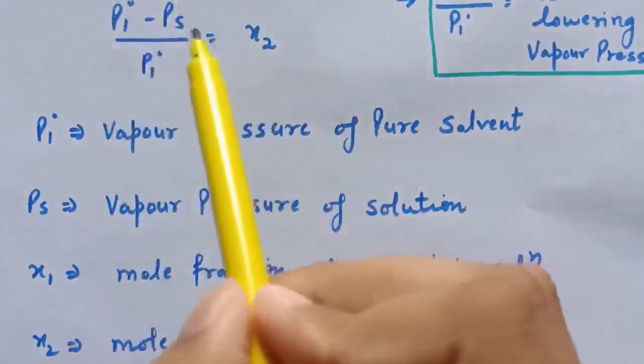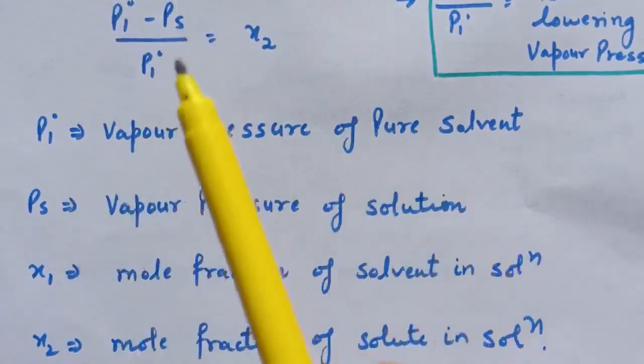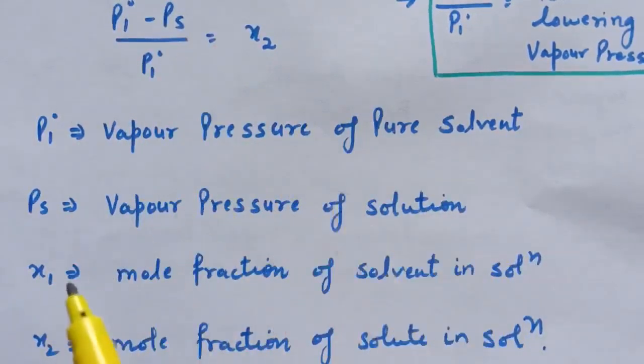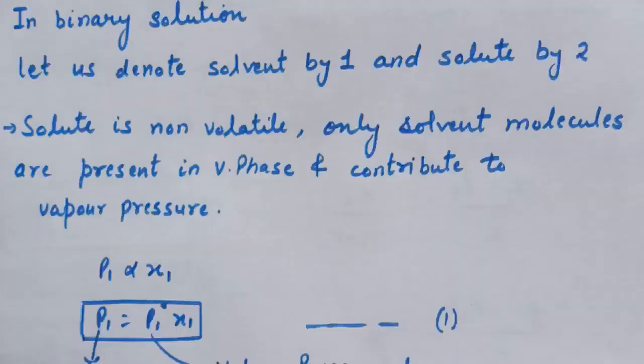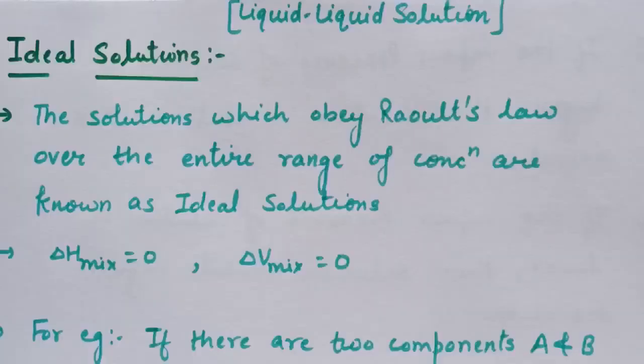So here in this expression, P1 naught represents the vapor pressure of pure solvent, PS is the vapor pressure of solution, X1 is the mole fraction of solvent in solution, and X2 is the mole fraction of solute in the solution. When the solute is non-volatile and the solvent is volatile, Raoult's law is applicable only for the volatile solvent.